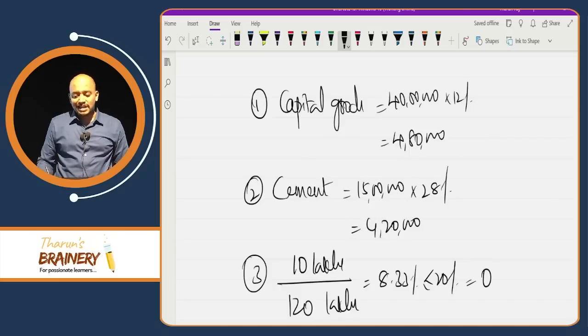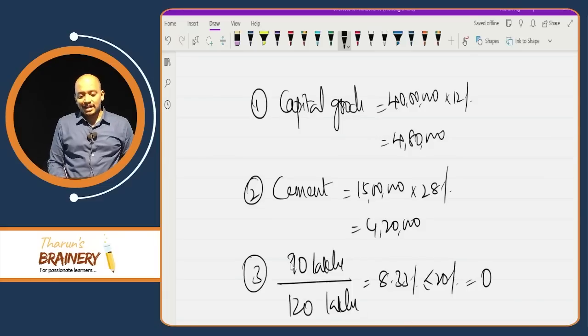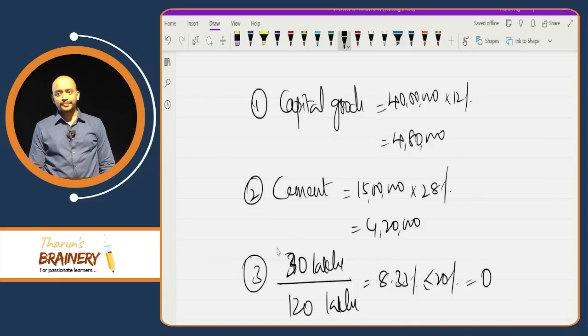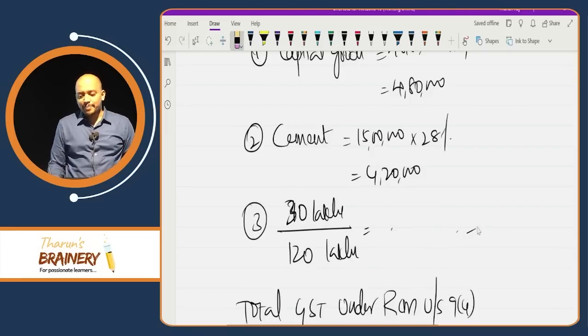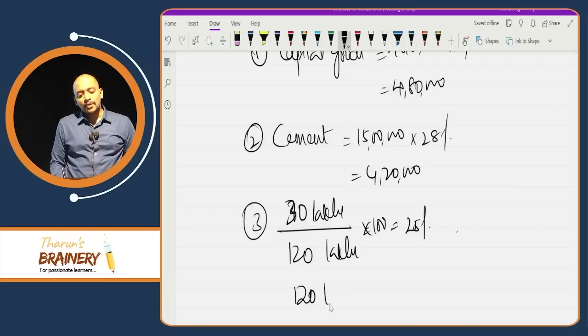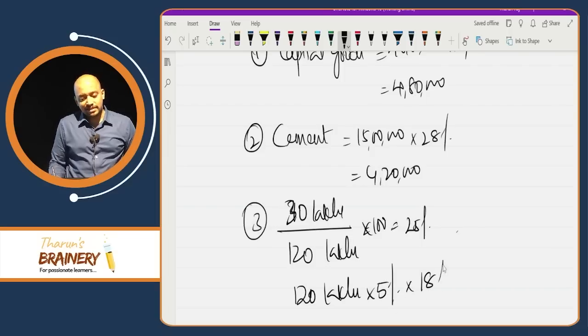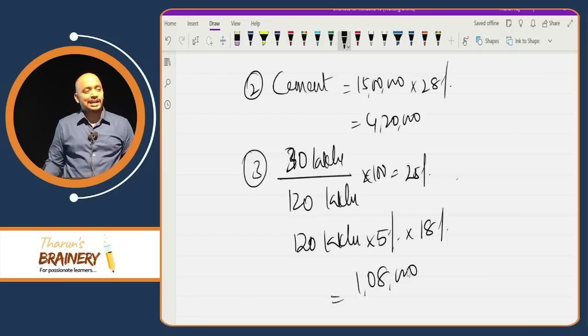Third step, now what is the inward supply from unregistered person? 10 plus 20, 30. So 30 lakhs divided by 120 lakhs. How much? 25%. So 25% means it exceeds 20% by what extent? So 25%. Therefore, how much is the GST payable under RCM? 120 lakhs into 5% into 18%. How much? 1 lakh 8,000.